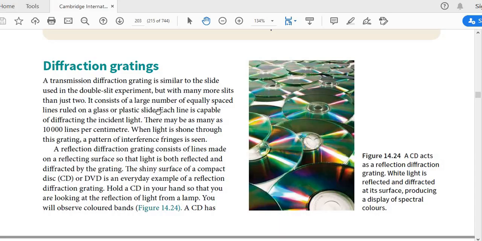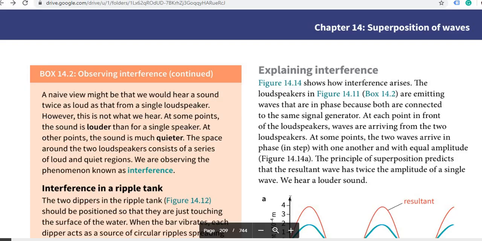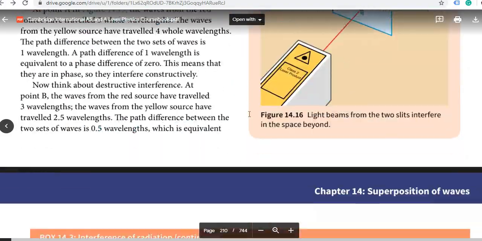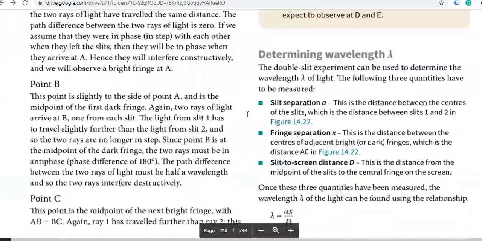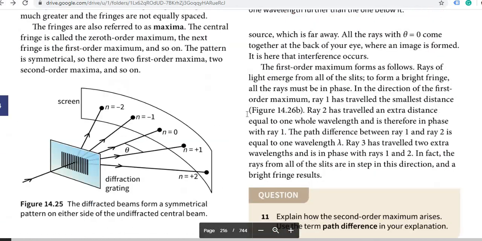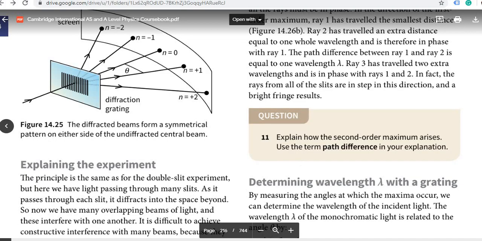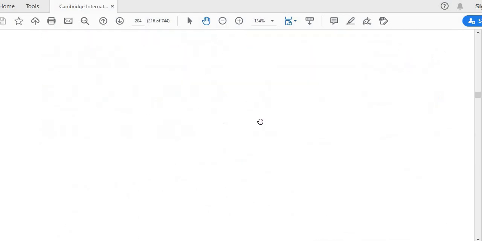Okay, then diffraction grating I already explained. Remember that equation is very important. The equation for the diffraction grating, n lambda equals d sine theta. You should be able to use it correctly. Now we'll go through the example there for consolidation.